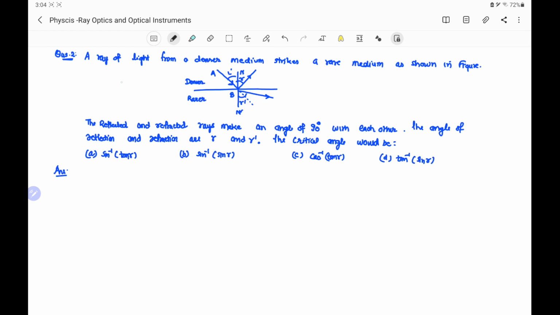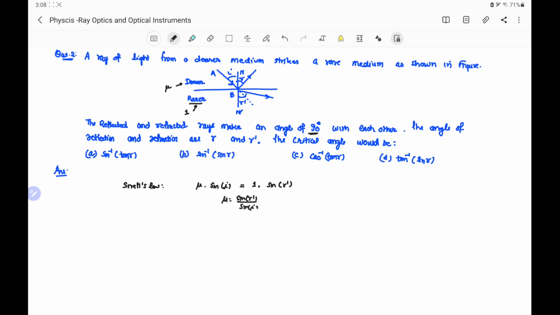Next question: a ray of light from a denser medium strikes a rarer medium as shown in the figure. In the figure, the rarer medium is, suppose, air having refractive index 1, and the denser medium has refractive index mu. Using Snell's law, the refractive index of the first medium, mu, into sine of the angle of incidence I will be equal to the refractive index of the second medium and the sine of the refracted angle, that is R dash. So mu equals sine R dash by sine I.